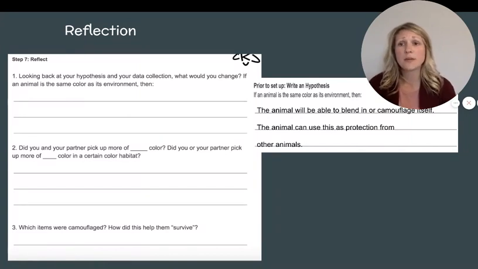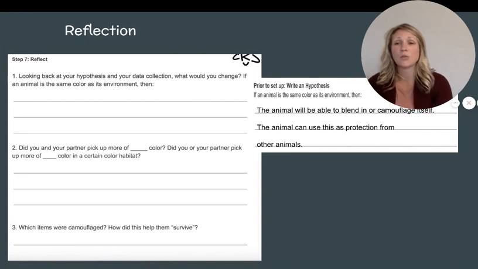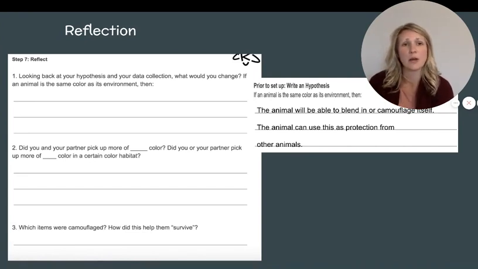Did you or your partner pick up more of a certain color in a certain habitat? So after you finish each round, talk about that. Think about if you picked up more of one color in a habitat or not when you're done. Then last question, which items were camouflaged? How did this help them survive? So think back to those questions that we were trying to answer at the beginning. How does an animal use an adaptation to help it survive?